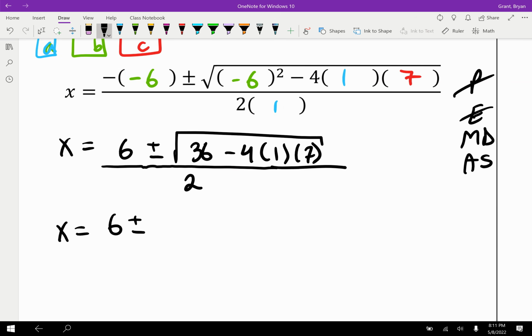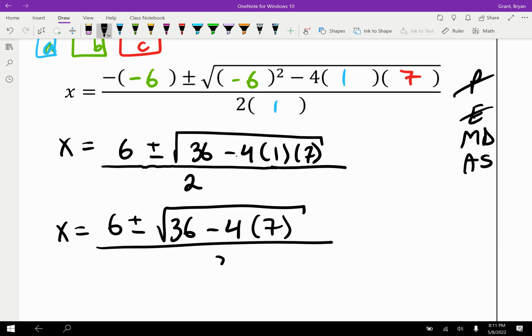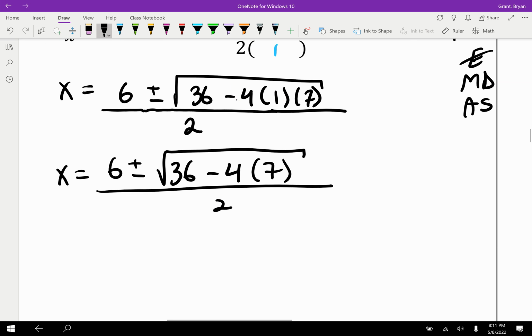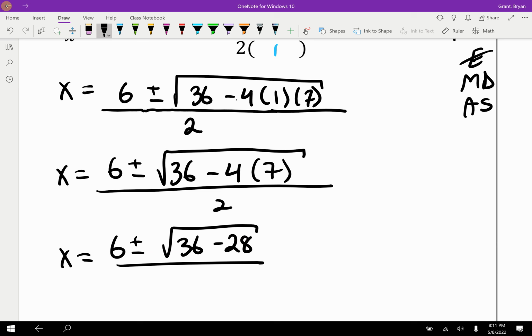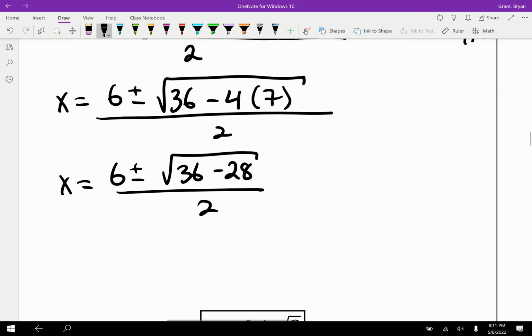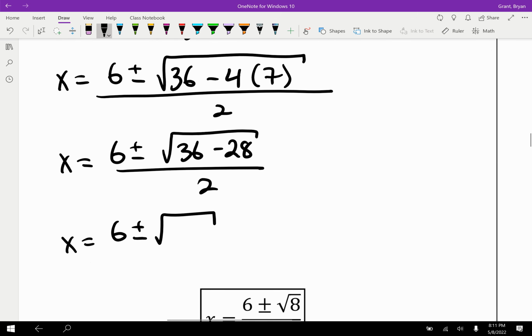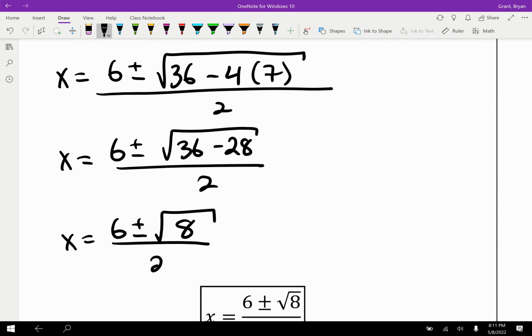We know that multiplication and division just works from left to right, doing numbers as we see it. So negative 4 times 1 gets you negative 4 all over 2. We don't distribute with multiplication. Distributive property is a shortcut. Okay, we still have more multiplication though, so let's do the next one. Plus minus 36, negative 4 times 7 is negative 28. And then we finish this off. 6 plus minus 36 minus 28 is 8 over 2.